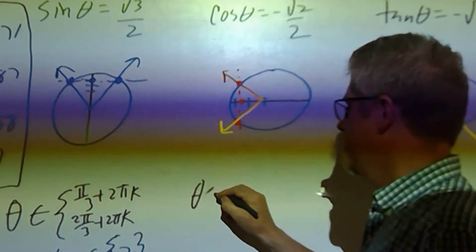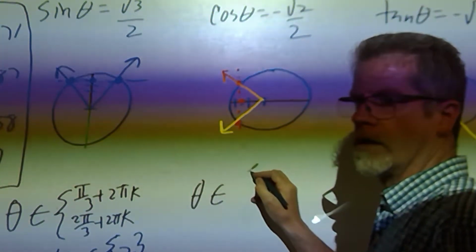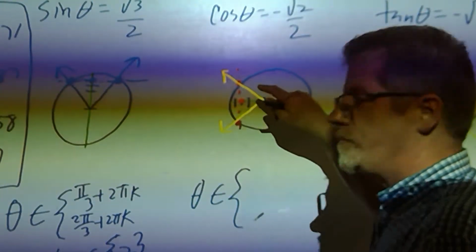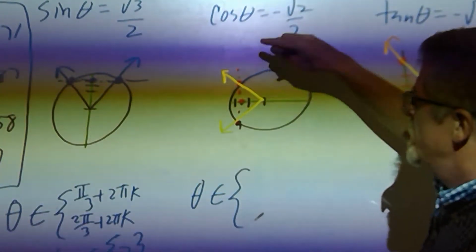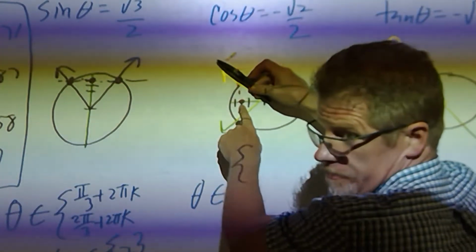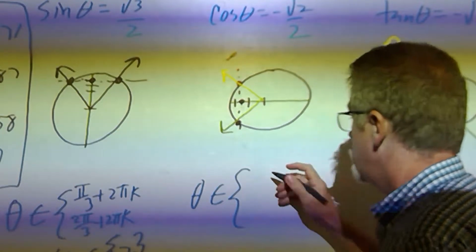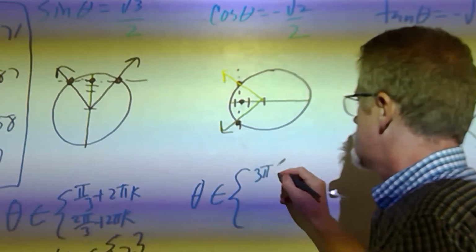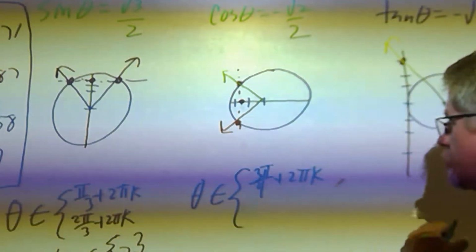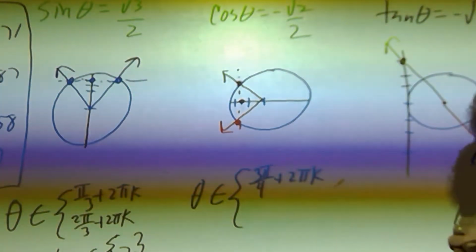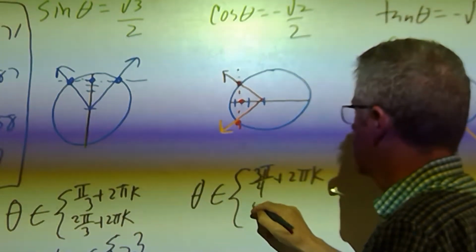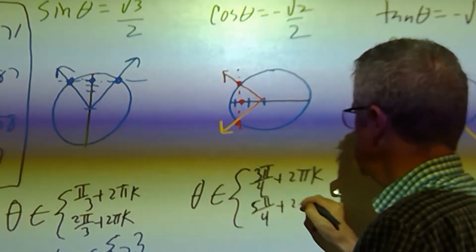Theta is an element of the set. Well, now, what angle is this that has a cosine of negative radical 2 over 2? 3 pi over 4. So, keep going. Plus 2 pi k. Okay, so that's the first layer of coterminal solutions. Then what's the next layer? Help me out with that, please. Ellen. The next would be 5 pi over 4 plus 2 pi k.